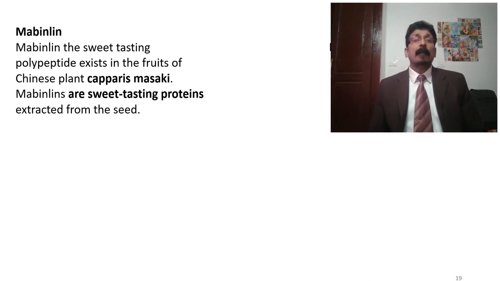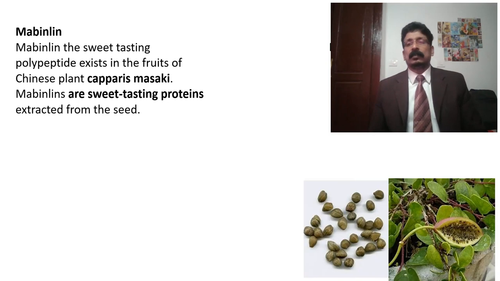Mabinlin, the sweet taste polypeptide, exists in fruits of the Chinese plant Capparis masaikai. Mabinlins are sweet tasting proteins extracted from the seeds of this Capparis masaikai Chinese plant. You see the plant and the fruit and the seed.